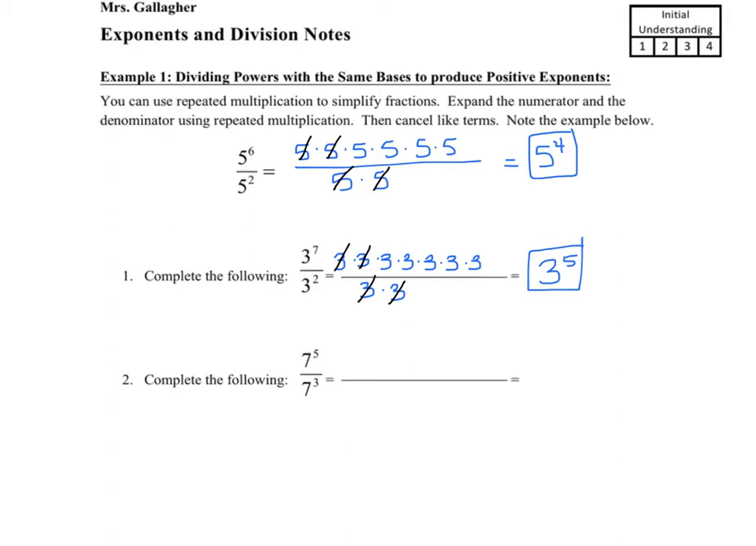Let's look at number 2, the next one. Complete the following: 7 to the 5th power divided by 7 to the 3rd power. So let's first expand it. We have 7 times 7 times 7 times 7 times 7. That's 7 to the 5th power over 7 to the 3rd power, 7 times 7 times 7. Let's cancel it out. Remember, because it equals 1. So we cancel out 1, 2, and 3. And then what do we have left? Two 7s. So your answer is 7 to the 2nd power.